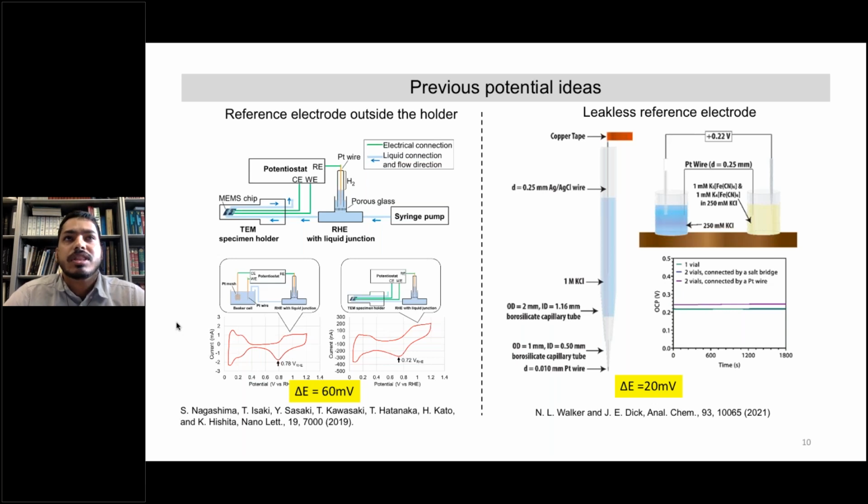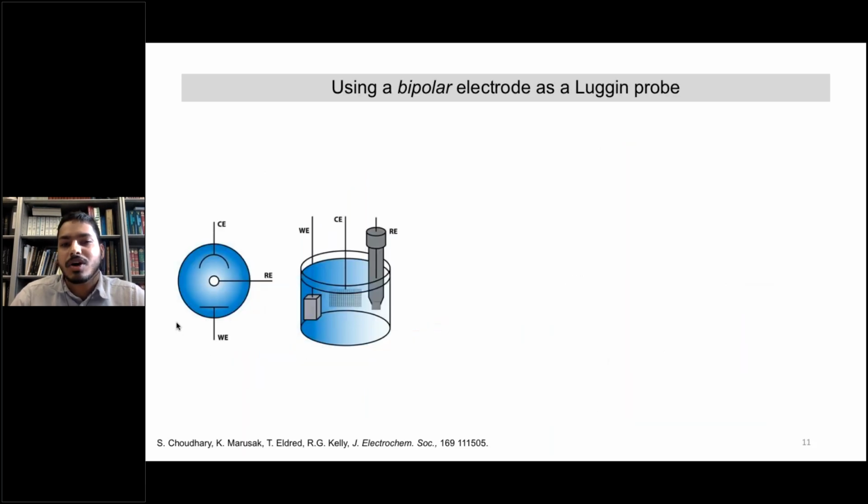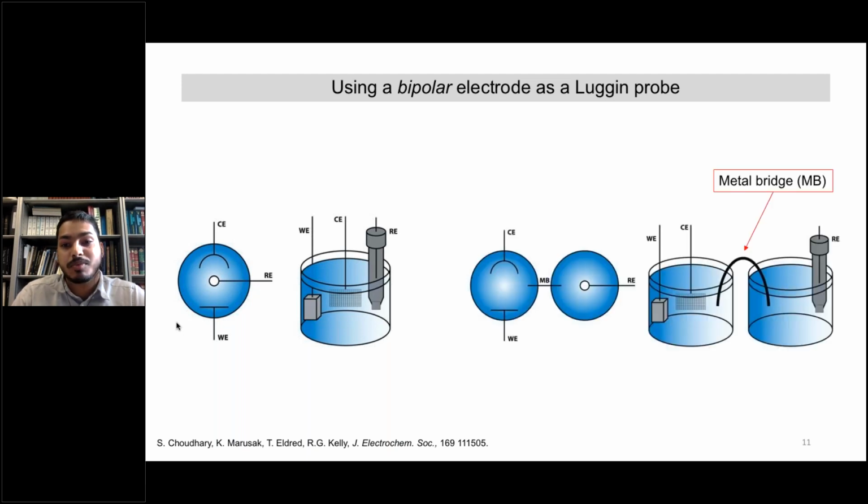Now, with the concept called bipolar electrochemistry, we came up with an idea called the metallic Luggin probe. So let's see how it works. Here is our conventional setup, all 3 electrodes in 1 beaker. But what we decided to do is have a separate beaker with the same electrolyte, of course, and put our reference electrode in the separate beaker and use a metal wire as a bridge between these 2 beakers. So here you can see the schematic of our setup. Someone might say that this is a crazy setup. How does it work? Well, the first question is, does it work?